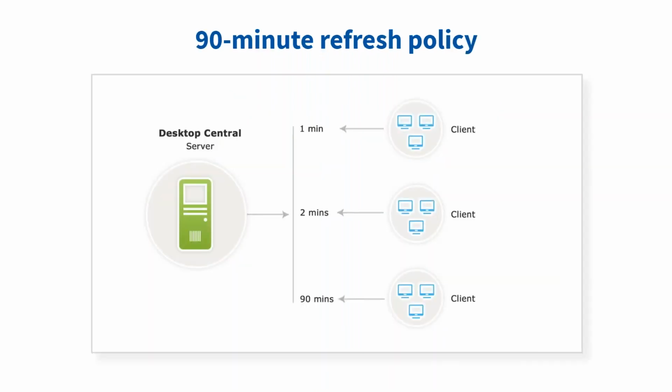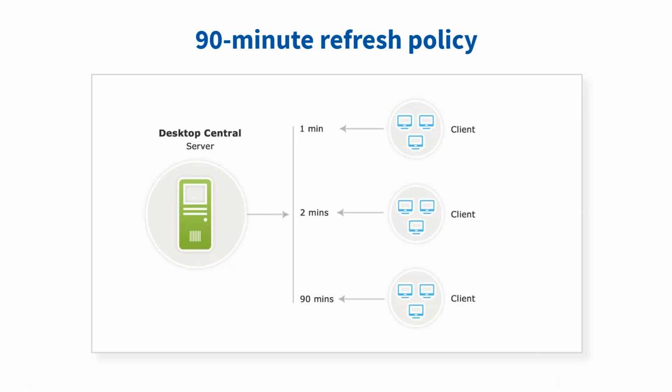Right. So Desktop Central's architecture is scalable to manage even larger networks, up to 20,000 machines and even more. This is possible because of the refresh policy that we have. Every Desktop Central agent will be communicating to the server every 90 minutes. That is called the 90 minutes agent refresh policy. This feature ensures that all the computers in the network contact the server regularly.